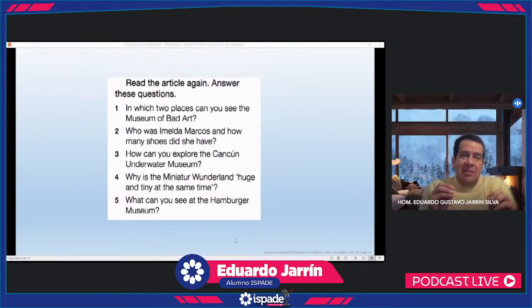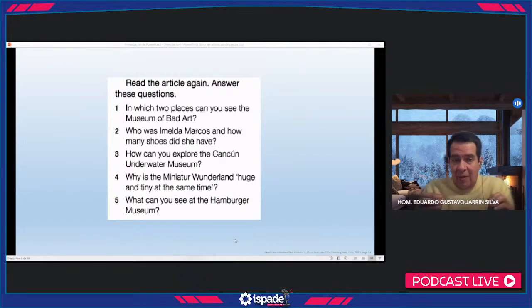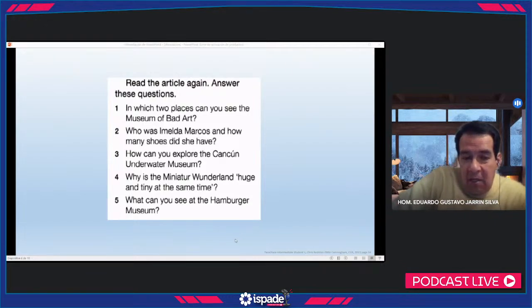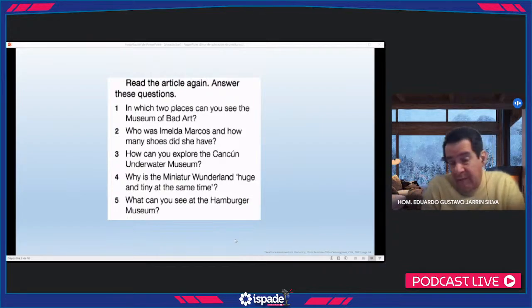Okay, so is this detailed or specific information? What do you think? Who was Imelda Marcos and how many shoes did she have? Is this detailed or specific information? How can you explore the Cancun Underwater Museum? This would be detailed information. Why is the Mediterranean Wonderland huge and tiny at the same time? What can you see at the Hamburger Museum? So here you have some questions that involve details or specific information.